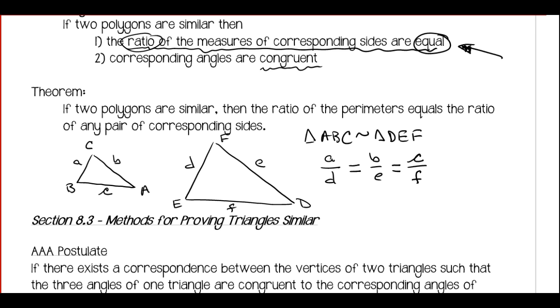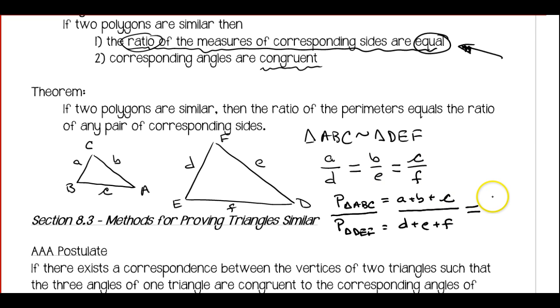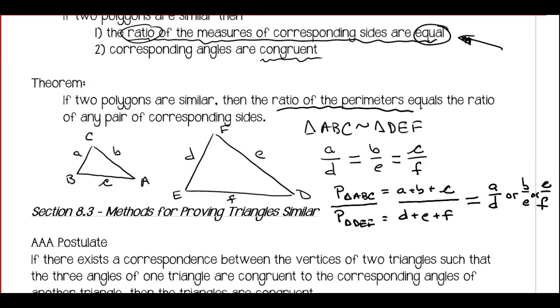Now for this theorem, it says if two polygons are similar, then the ratio of the perimeters. So if I look at the perimeter of triangle ABC, that's going to be a plus b plus c. And the perimeter of triangle DEF is going to be d plus e plus f. And the ratio of the perimeter of ABC to the perimeter of DEF is going to be equal to the ratio of any pair of corresponding sides. So it would be equal to a to d, or b to e, or c to f. So if you know two polygons are similar and you want to find the ratio of the perimeters, you don't necessarily need to know the perimeters, you just need to know a pair of corresponding sides. And we'll look at that in an example later.